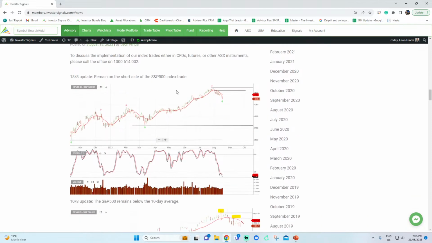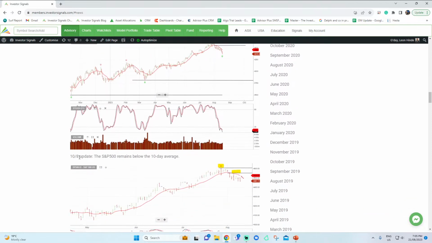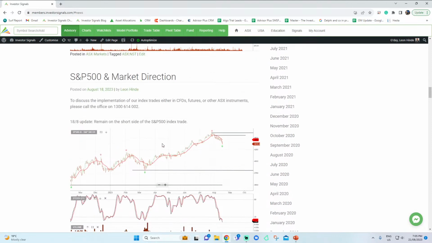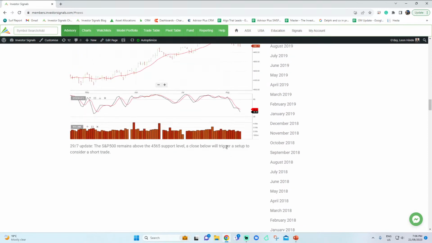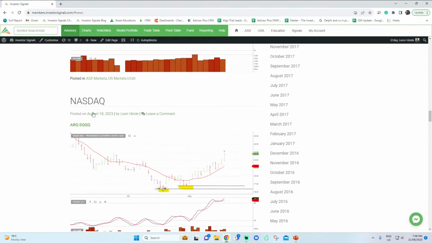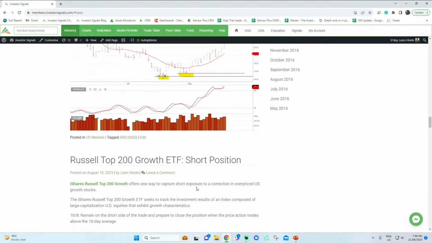The S&P 500 index, this was just an update. The original post there on the 10th of the 8th was the index rolling over, and on the 18th of the 8th just confirming that that's still in place. The Nasdaq, one way of benefiting from it has been buying the SQQQ, which is the short Nasdaq. So inverse, it goes up in value when the Nasdaq goes down. So it's rallied about 15% off the lows now.